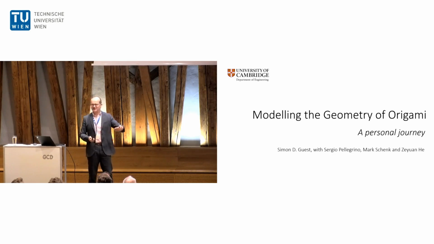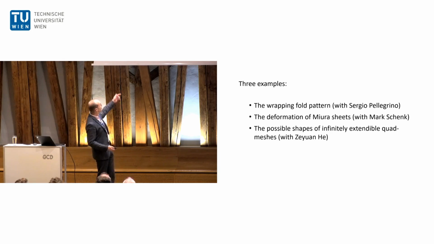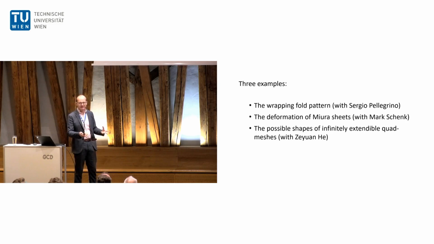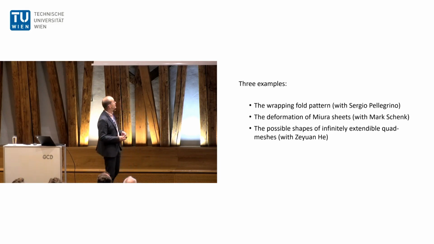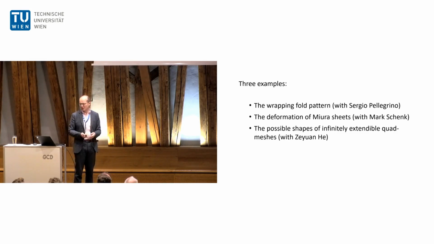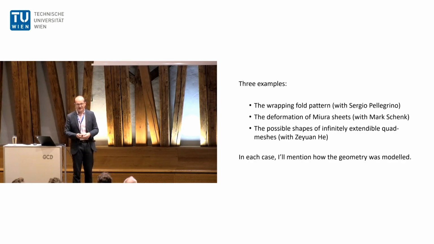So in thinking of this as a personal journey, it gave me a good opportunity to go back to look over the three topics that I'm going to talk about today. Firstly, about a thing called the wrapping fold pattern, which is my earliest work. Then we'll talk a little bit about the deformation of the Miura ori, which is probably familiar to many people here. And then also some work that's very much inspired and builds on work done here in Vienna with the great geometry work on looking at possible shapes of origami. So starting out with the wrapping fold pattern.